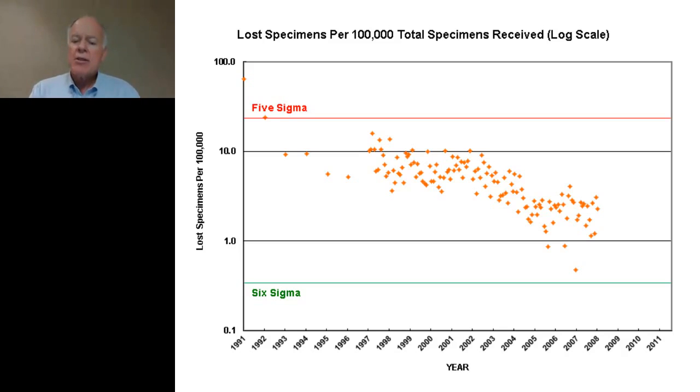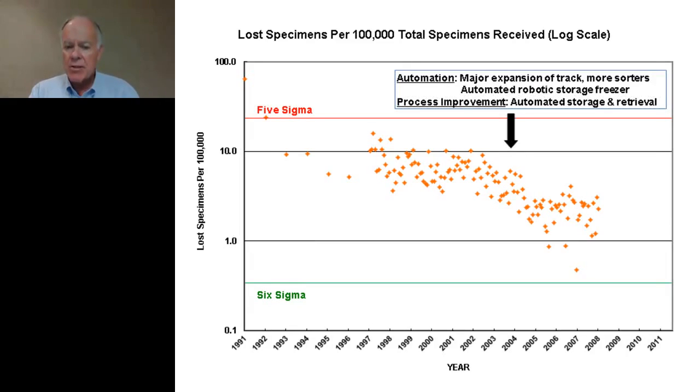So again, we had process improvements and we had automation that contributed to these improvements that followed this leveling off period in 2003. For automation, we had a major expansion of that track transport and sorting system, including more sorters, and we installed our automated robotic storage freezer, our ASRS. And for process improvement, we had really automated the whole process for storage and retrieval. And that storage system made a tremendous improvement in reducing our lost specimen rates.